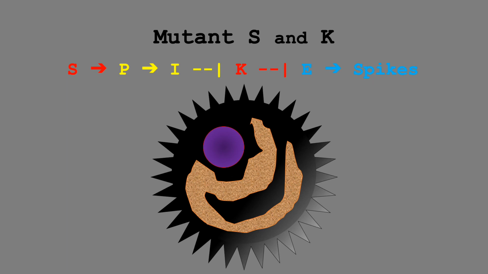The final mutations are in the S and K genes. The S gene is non-functional, thus both gene P and gene I are effectively turned off. Normally this would leave gene K on as a repressor for gene E, but gene K is a mutant. This allows gene E to be unrepressed and produces a spiky cell.